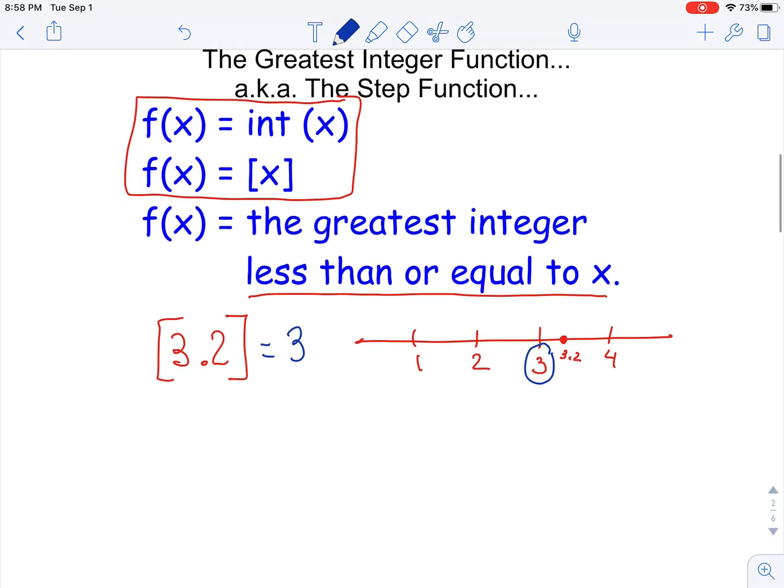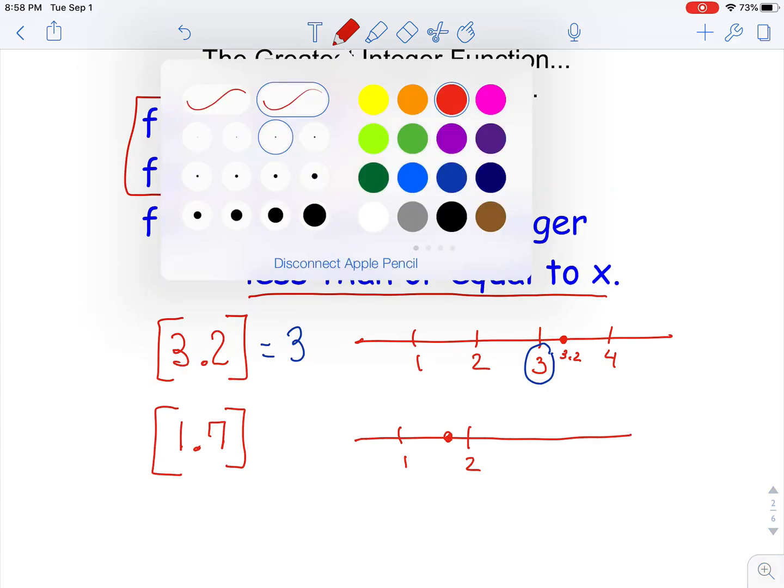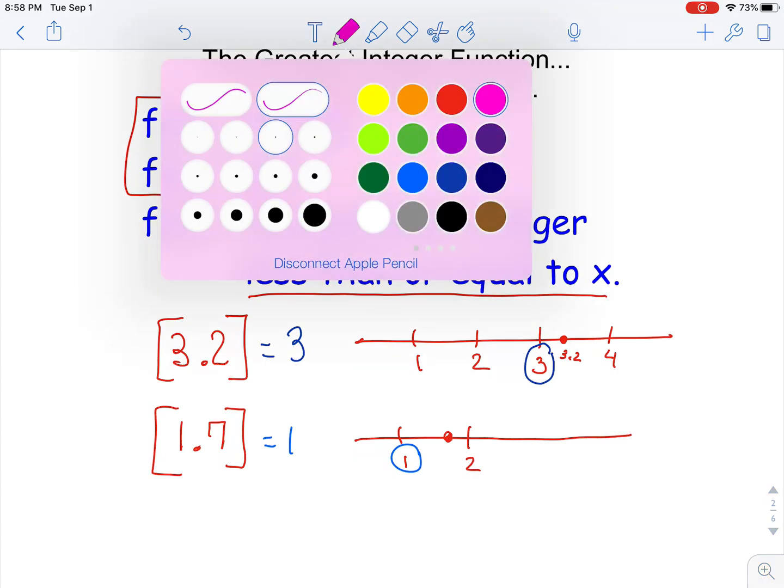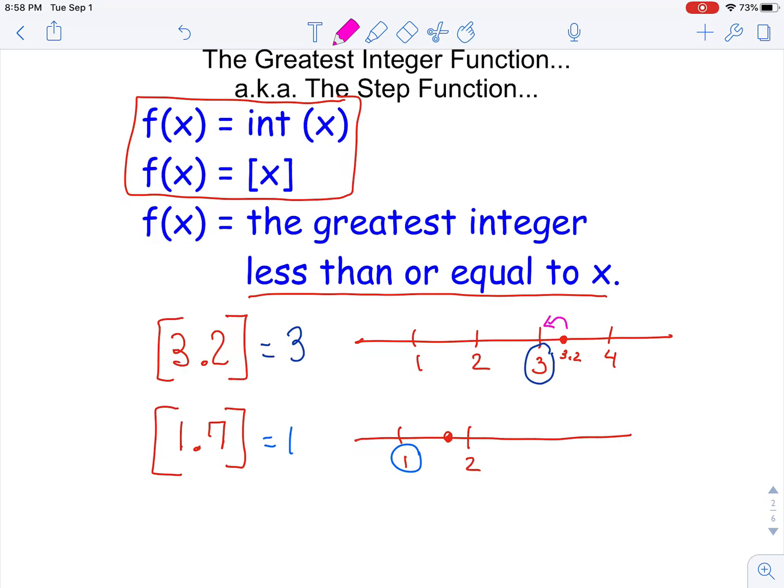And if I was to ask you for the greatest integer of 1.7, okay, well, again, think on a number line. Here's 1, here's 2, 1.7 falls right about there. What is the largest integer before we get to 1.7? Again, that's going to be 1. So the greatest integer here is 1. Now, what you might be noticing is that we are essentially rounding down, right? We're rounding it down to 3, and we're rounding the 1.7 down to the 1. So you can think of greatest integer as rounding down.